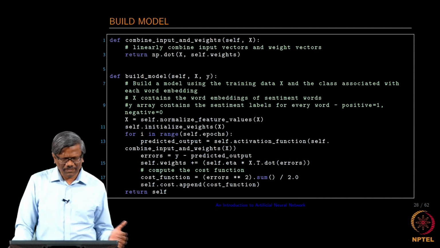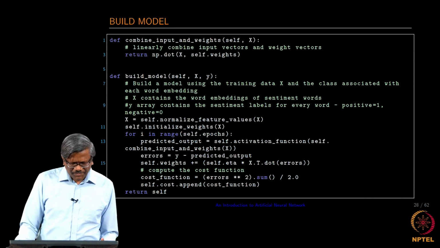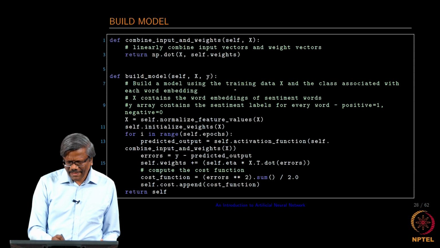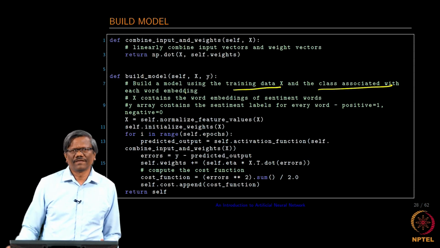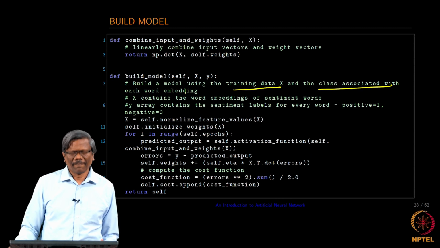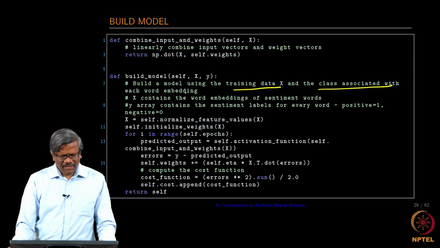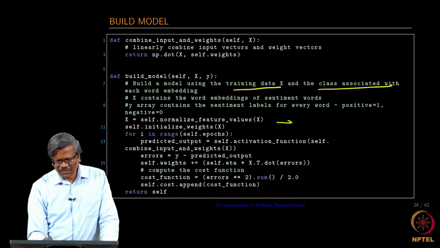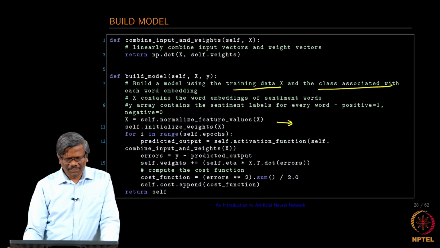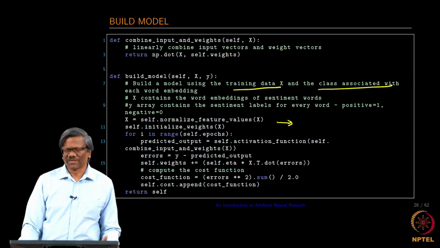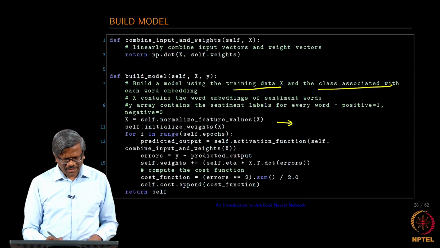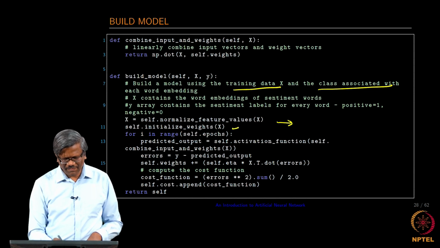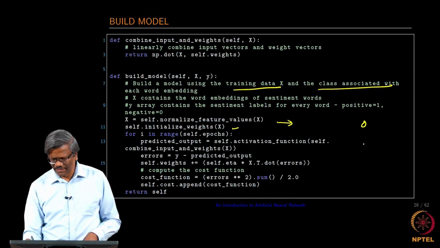So, how do you build the model? Build the model using the training data X and the class associated with each word in the embedding. Okay. You normalize the values. Sometimes it is required, sometimes it is not required. I am just doing the normalization of this using a function called normalize feature values. And then I do the initialization of the weights that we have here.